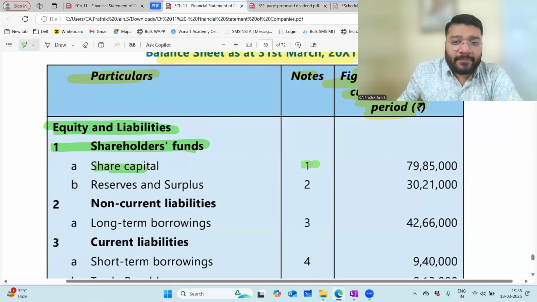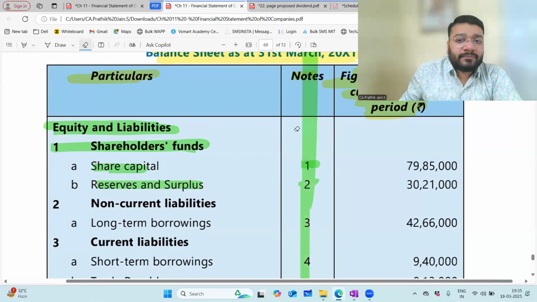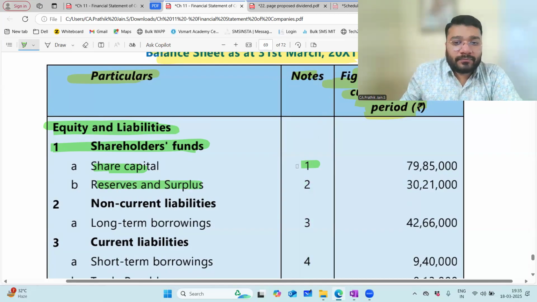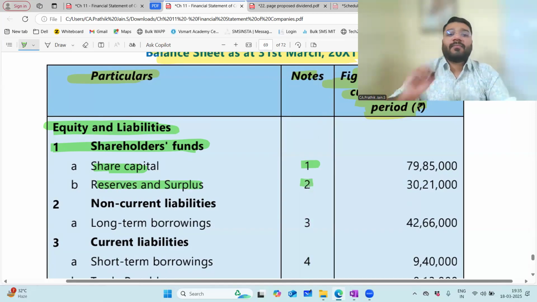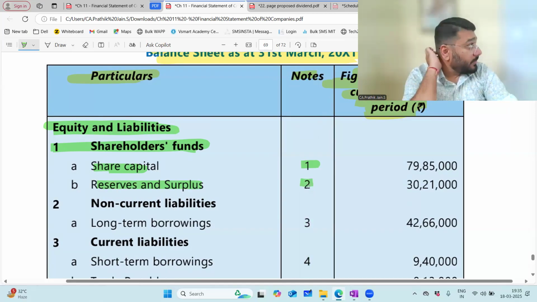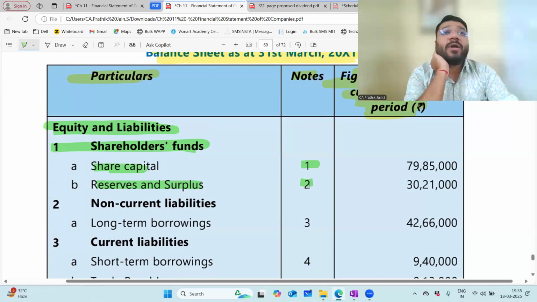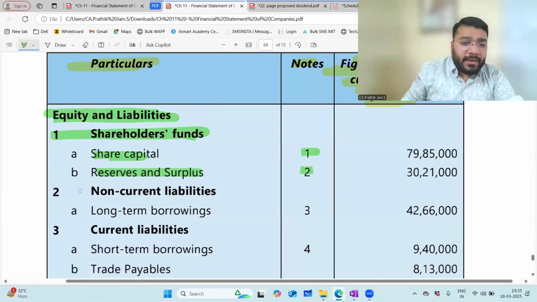Yes. Note 1. Next is reserves and surplus. Any note should be given for that? Yes. Note 2. Any information about the share warrant? No, leave it. Any information about share application pending allotment? No, leave it. Next is non-current liability.